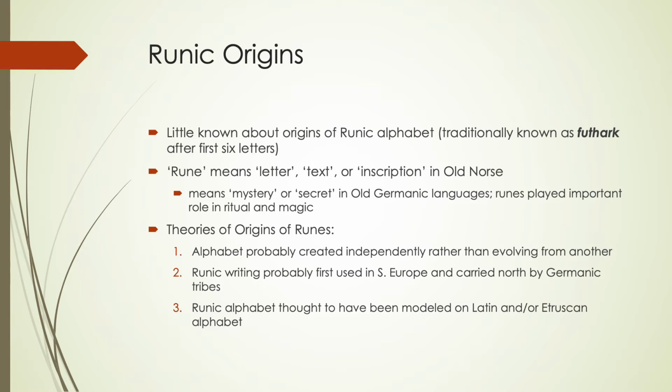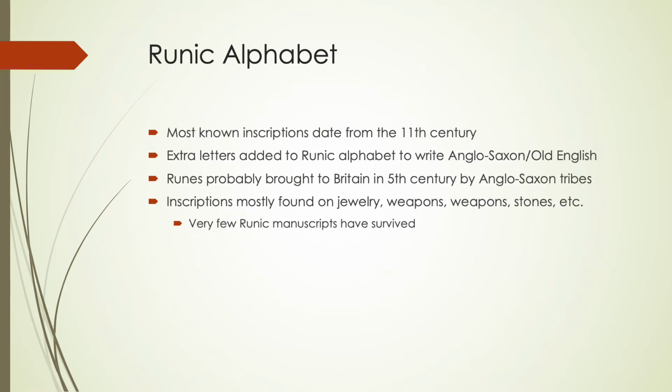Most of the known inscriptions that we have today from the runic alphabet are from the 11th century, so from the very end of the Old English time period. There were some extra letters that were added to the runic alphabet in order to write Anglo-Saxon and Old English, largely because some of the sounds that are found in Old English were different than what some of the characters represented initially. Runes were most likely brought to Britain in the 5th century by the Anglo-Saxon tribes when they first invaded, and we find them mostly on things like jewelry, weapons, stones, things like that. But very few runic manuscripts have survived, and those are from a later period of time.